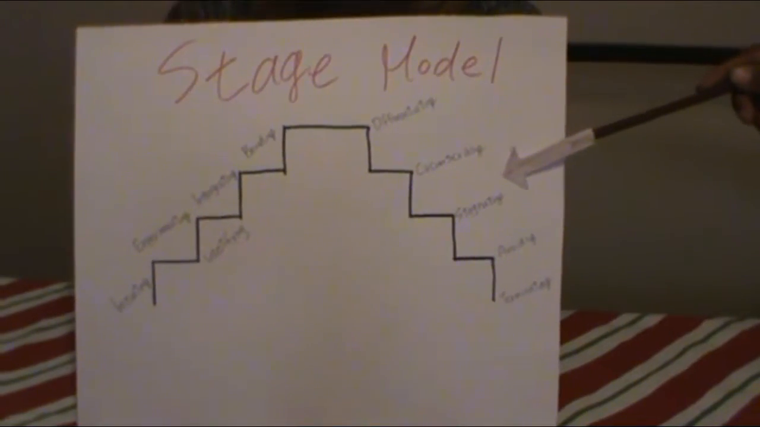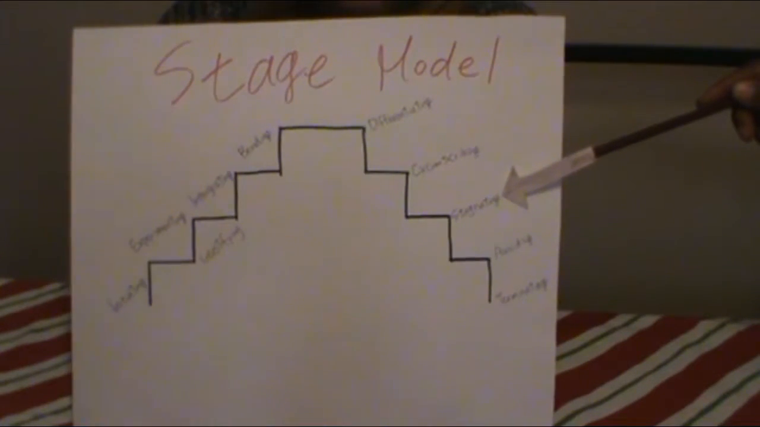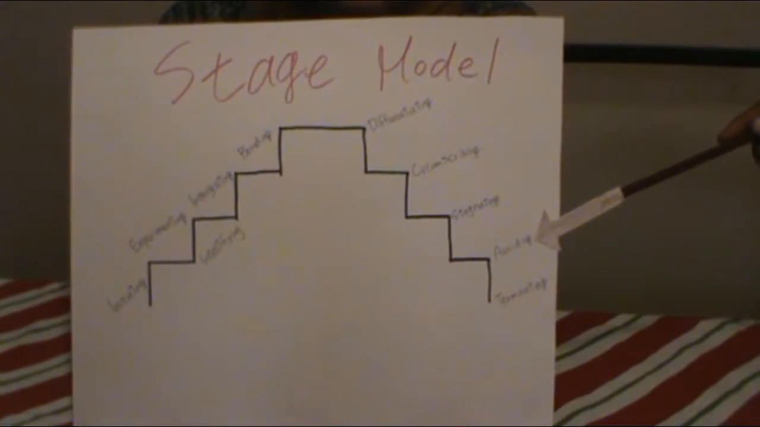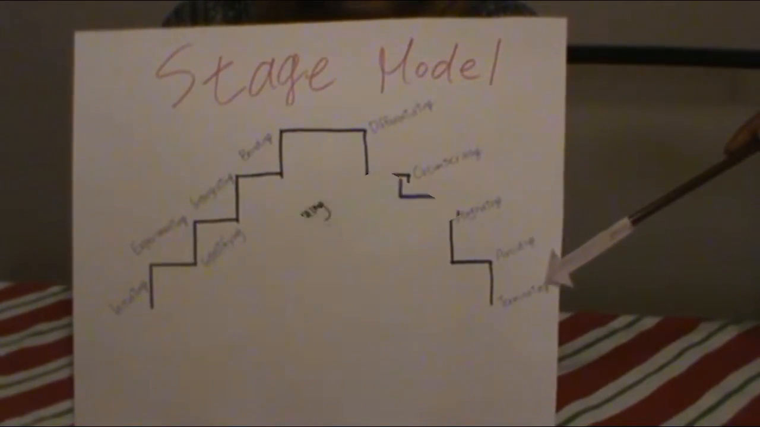Stagnating. This is when your relationship comes to a standstill. This can be okay if both parties are okay with the stagnation. Avoiding. One partner is not okay with the stagnation and we go out of the way to avoid the other person. And terminating. This is when the relationship ends.